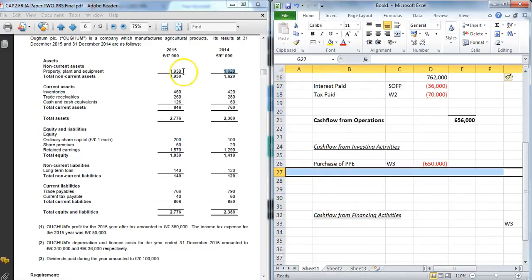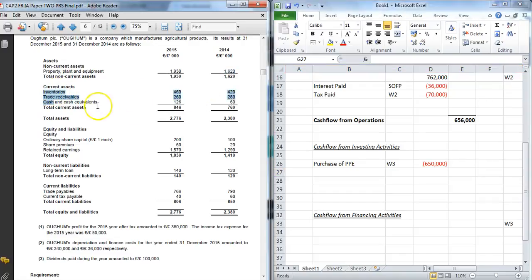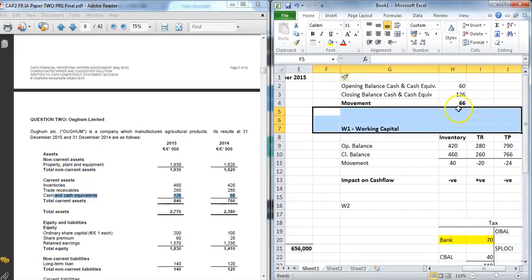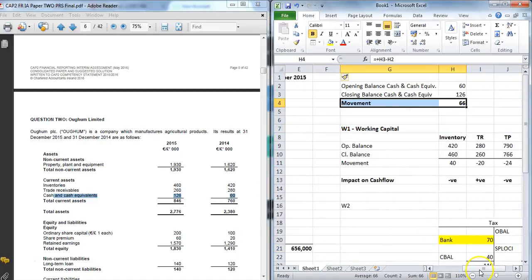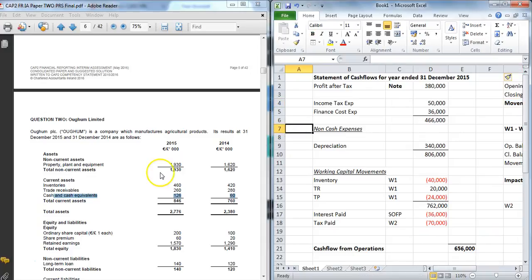Alright, so again, that's your working 3. So that's our first one explained. We've explained property, plant and equipment. It's 650,000 purchase of PPE. We've already explained inventories because we've used that in movement and cash flow. We've already explained trade receivables, and this is our answer. So we never put that anywhere. That's the answer we're trying to come back to. As we've calculated already, the movement will be 66, hopefully, at the end of our statement of cash flow prep.